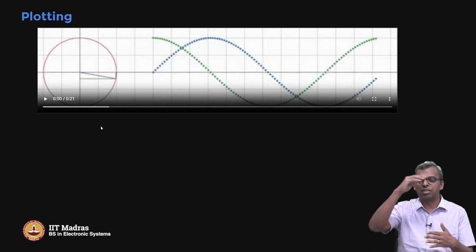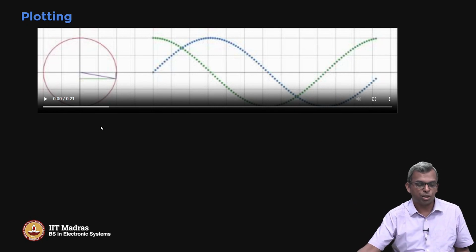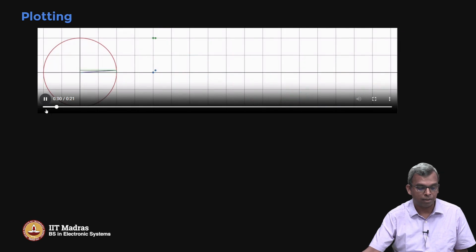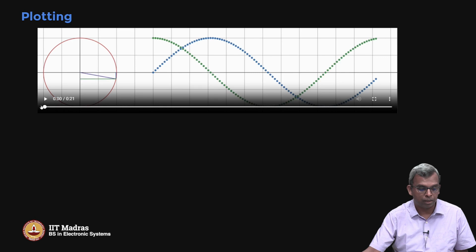Sine and cos have these very famous wavy plots, and I want to illustrate how they come from the circle in this nice way. Let me stop it, go back and play it for you. Okay, so here is 0.